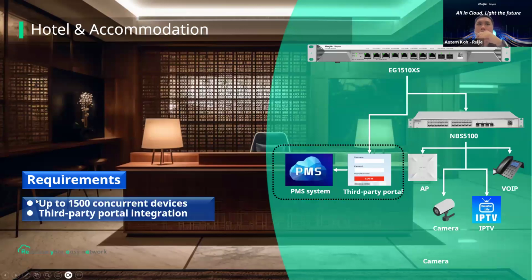Especially when they say they need up to 1,500 concurrent devices accessing the internet at one time. This is what we will always see requested by customers in the hotel and accommodation scenario. And what is the highlight here? For our new EG1510XX model, we are going to support third-party portal integrations. What does it mean?